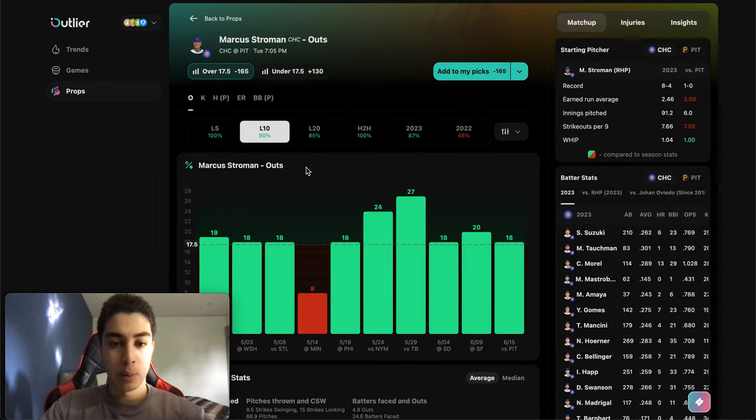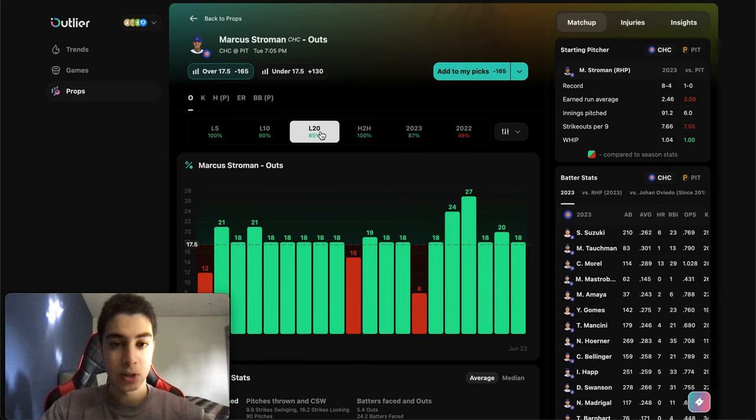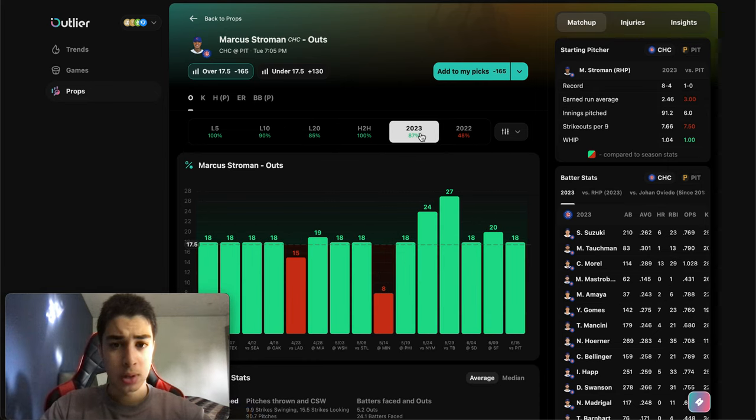Now that we're on Stroman, we could see he's hit this line in 9 of his last 10 and 17 of his last 20, along with 2023, 87% of games, which is really, really good. And the next step I like to do when I'm looking at pitcher out props is see if Stroman has had any games against them this season. So what we could see is Stroman has pitched against the Pirates this season. He had a 3.00 ERA and a 1.00 WHIP, which is really good.